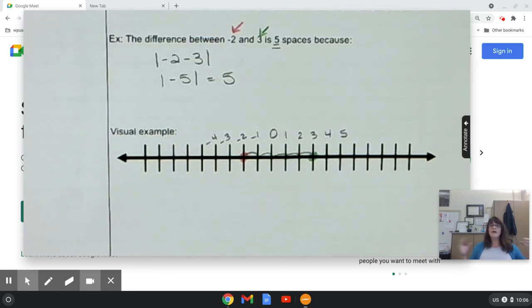Okay, so when you're finding the difference, you're looking for the space on the number line between those two. Okay, you can think of them as locations. All right, I'm going to have you guys try some try problems as an assignment, and I look forward to seeing you in class.